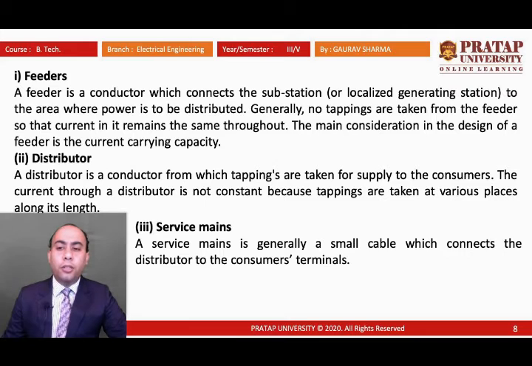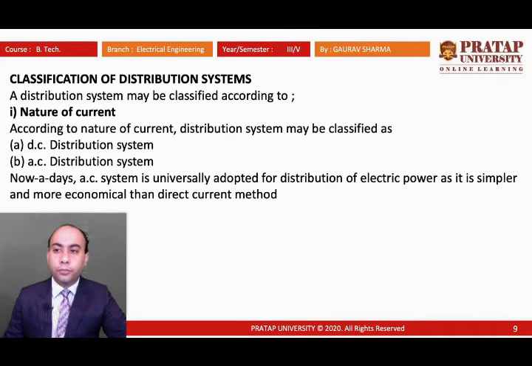A distributor is the conductor from which tappings are taken for supply to the consumer. The current through a distributor is not constant, because tappings are taken at various places along the length. And finally, the service mains is generally a small cable which connects the distributor to the consumer terminals.